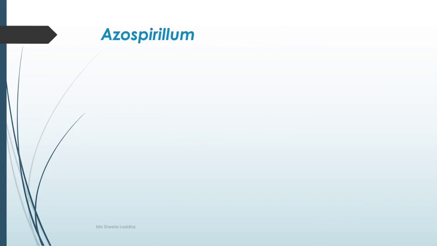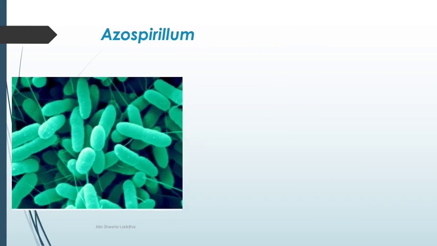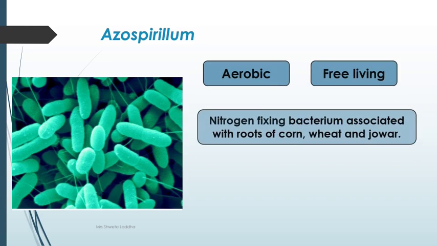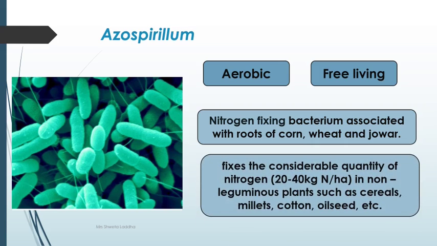Let us now discuss Azospirillum. It is again a rod-shaped, aerobic, free-living bacteria, living in the soil, and it is usually associated with roots of corn, wheat, and jowar, all types of cereals. It fixes a considerable quantity of nitrogen, almost 20 to 40 kg nitrogen per hectare, in non-leguminous plants such as cereals, millets, cotton, oilseeds, etc.